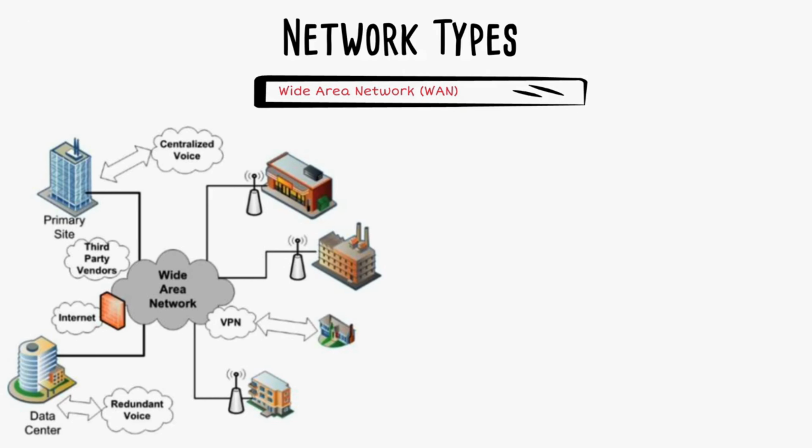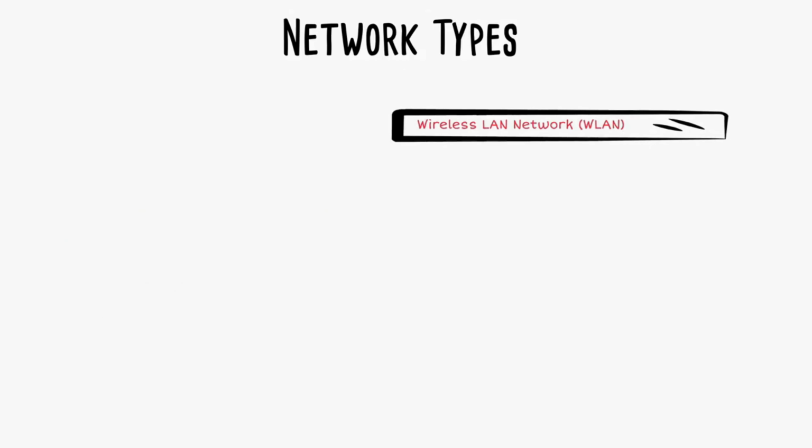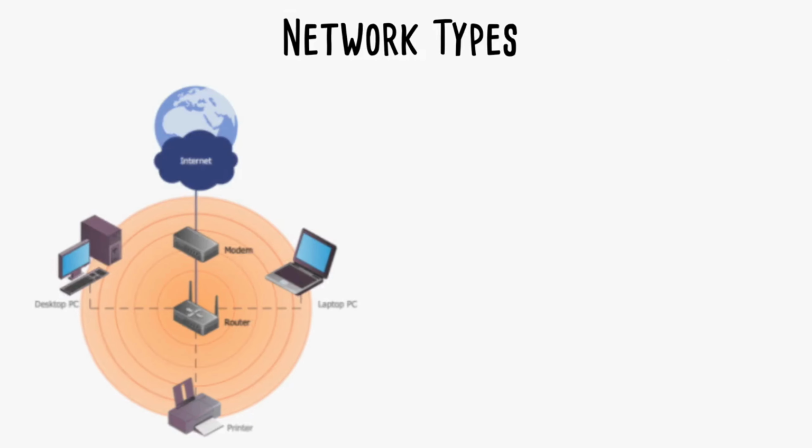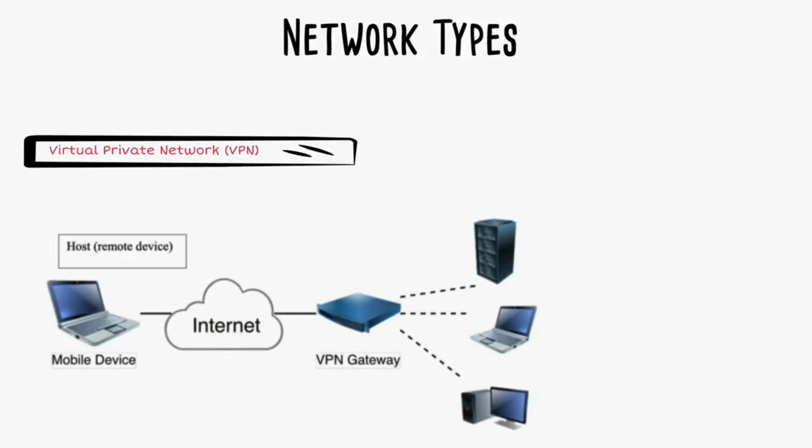Special network types: Wireless LAN Network, WLAN, similar to LAN but wireless, using radio waves for connectivity. Virtual Private Network, VPN, provides secure private communication over a public network like the Internet.